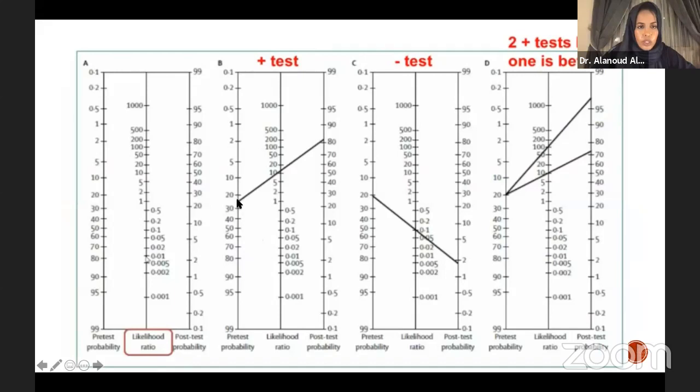So we start with a pre-test probability of 35%. If you have a positive likelihood ratio of 10, you can go up to 80%. So you can calculate your post-test probability. And on the other hand, if you use a negative test and you start with a pre-test probability of 20% and your likelihood ratio is less than 0.5, you will drop your pre-test probability by 20%.